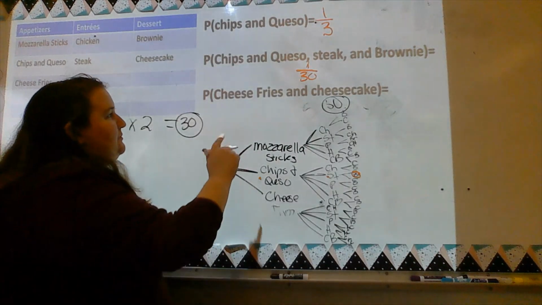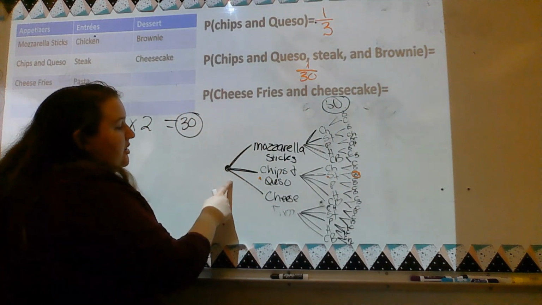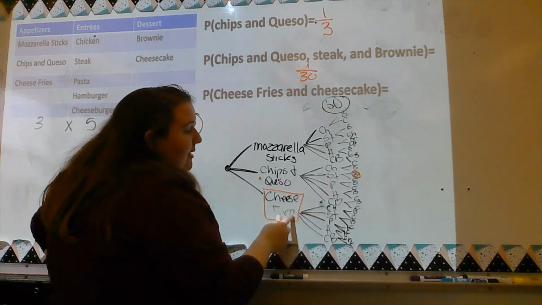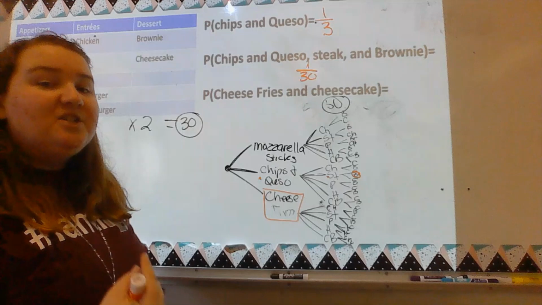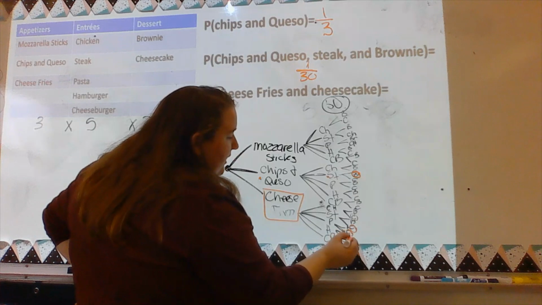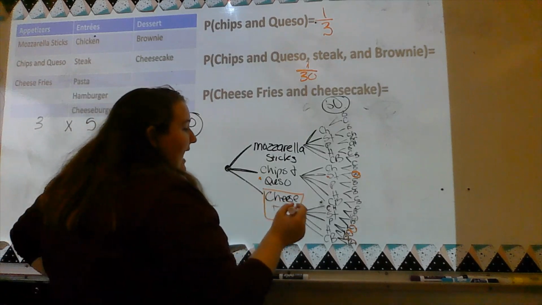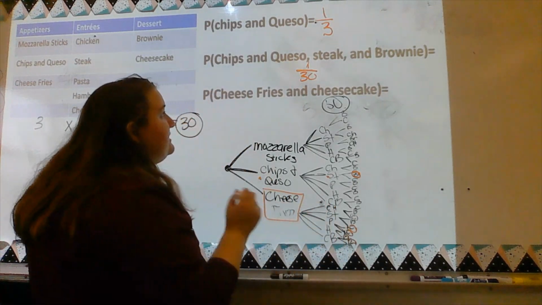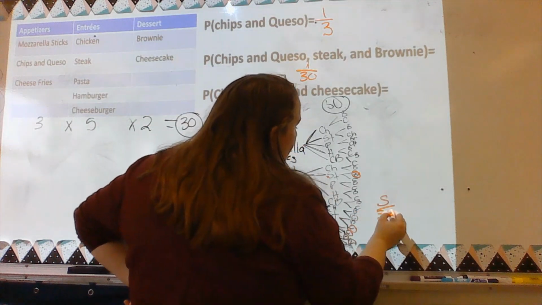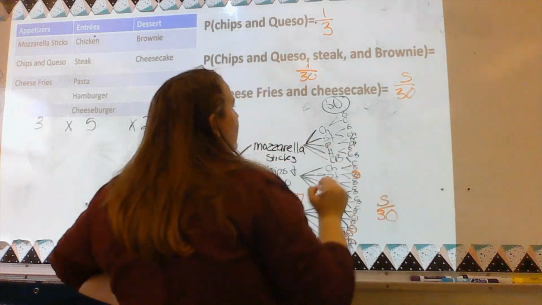Okay? Okay, last one, probability of cheese fries and cheesecake. So, what I'm going to do is go to my cheese fries. Then, from cheese fries, I'm going to look at every single option that has cheesecake in it. So, 1, 2, 3, 4, 5. Okay? So that means if I were to get this and this, I have a 5 out of 30 chance. Okay? 5 out of 30.